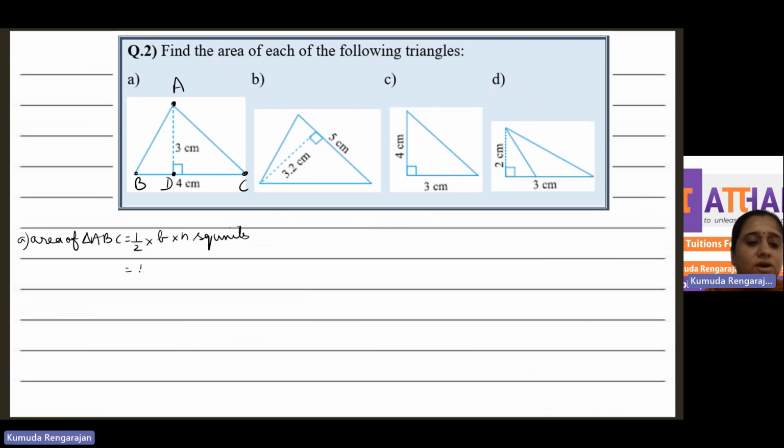Then is equal to half into what is the base? BC into height AD. So that is equal to half into 4 into 3. That is equal to, can you cancel? 6 centimeters. Yeah, okay. Now I'm not explaining the others. Just do it.